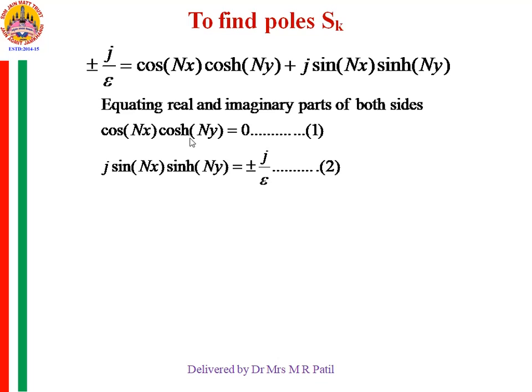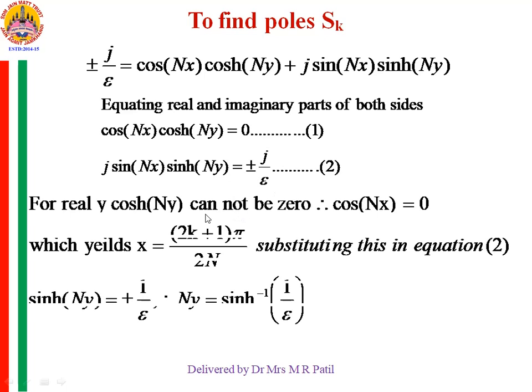Now if we equate the imaginary and real part of both sides of this equation, you will observe that cos nx cos hyperbolic ny is equal to 0, because the real part on this side is 0. So if I equate the real part, cos nx cos hyperbolic ny is equal to 0. Now when you equate the imaginary terms, j sin nx sin hyperbolic ny is equal to plus minus j by epsilon. Now for the first equation, for real value of y, cos hyperbolic ny cannot be equal to 0. So if you want this product to be equal to 0, then it is needed that cos nx must be equal to 0.